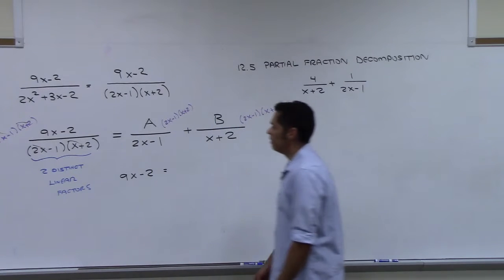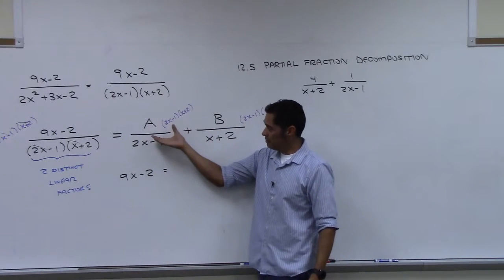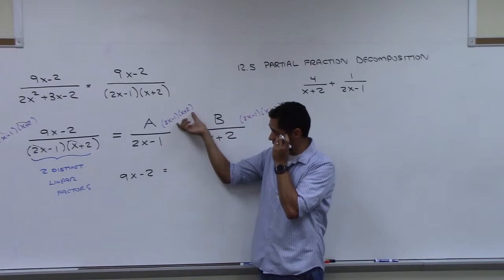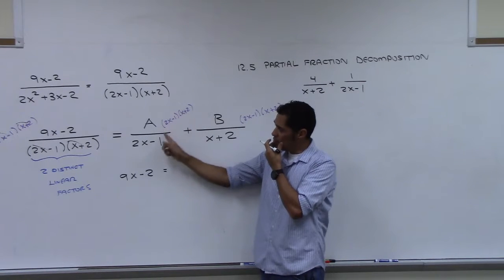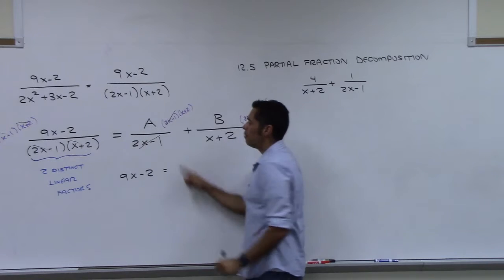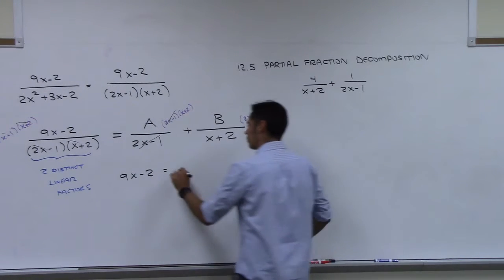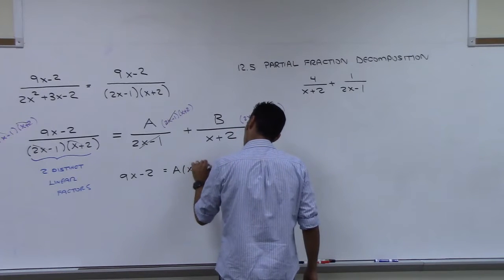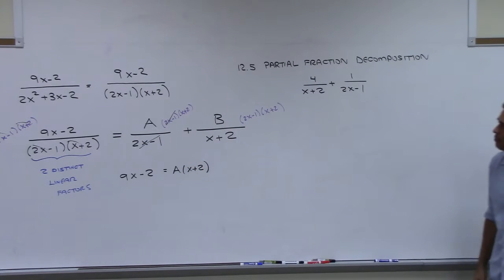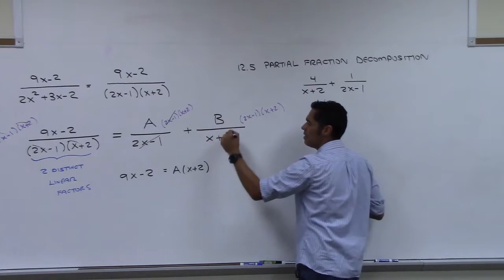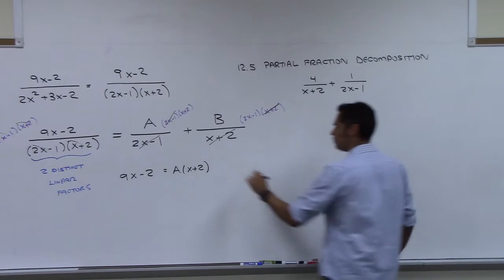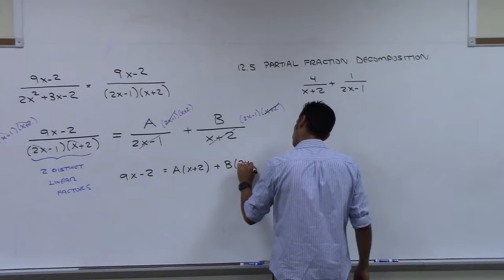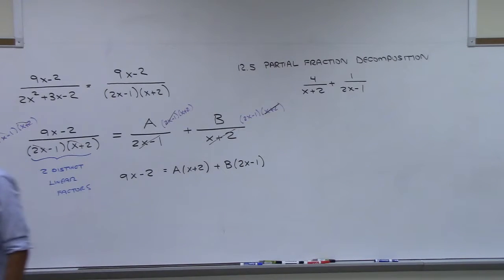Must equal. Now, what happens when I multiply this term by this? What cancels? The 2x minus 1's cancel, don't they? And I'm left with A times x plus 2. Understand? And then when I multiply this over here, the x plus 2's cancel, and I'm left with the B, and then times 2x minus 1. That all right? Our goal is to find A and B right now, isn't it?